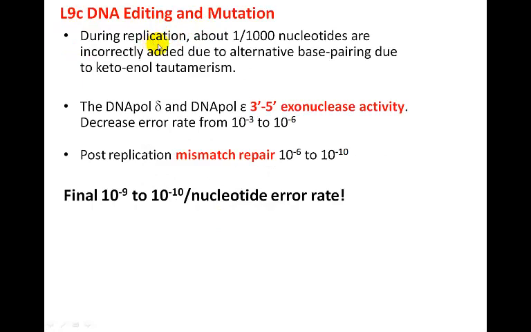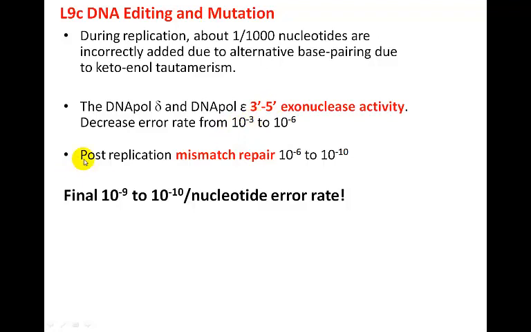So during replication, DNA polymerase, with adding of nucleotides, makes a mistake about 1 in every 1,000 nucleotides. So about 1 in 1,000 nucleotides are incorrectly added due to alternative base pairing due to keto-enol tautomerism. The DNA polymerases delta and epsilon have 3' to 5' exonuclease activity, and they decrease the error rate from 10 to the minus 3, which we have over here, 1 in 1,000, to 10 to the minus 6, which would be 1 in a million. So that's a huge decrease in error rate because of our 3' to 5' exonuclease activity.